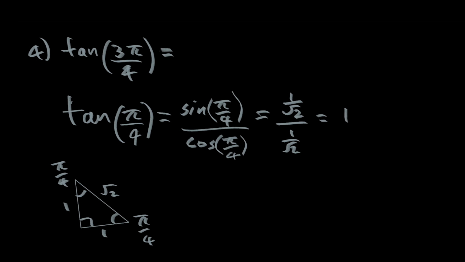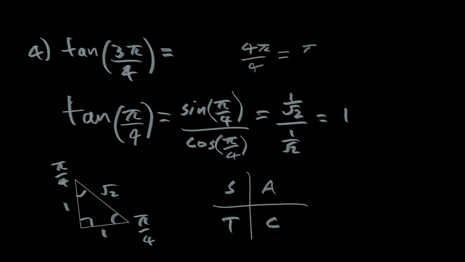So the tangent of pi on 4 is 1. To determine what the tangent of 3 pi on 4 is, all we need to do is draw a CAST diagram and see which quadrant an angle of 3 pi over 4 resides in. Now 3 pi on 4 is almost 4 pi on 4, which is just pi. So 3 pi on 4 is almost 180 degrees or pi radians around the unit circle, but not quite. So it would place us in this quadrant.